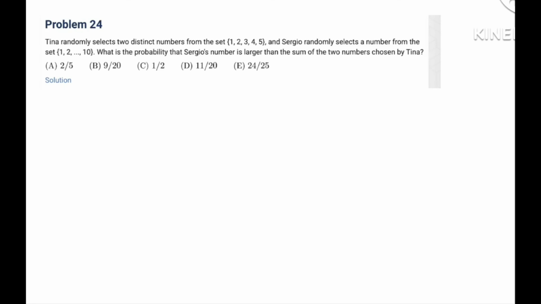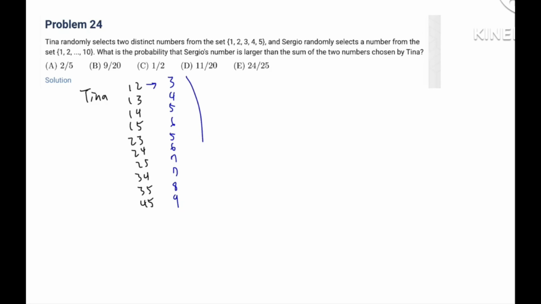Okay, so Tina can select, let's just write out everything. There's only 10 possibilities: 1, 2; 1, 3; 1, 4; 1, 5; 2, 3; 2, 4; 2, 5; 3, 4; 3, 5; 4, 5. That is 10, correct, and then if we sum these, this would be 3, 4, 5, 6, 5, 6, 7, 7, 8, 9. And so if we put them in order, then we have 3, 4, and then 5, 5, and then 6, 6, and then 7, 7, and 8, and a 9.